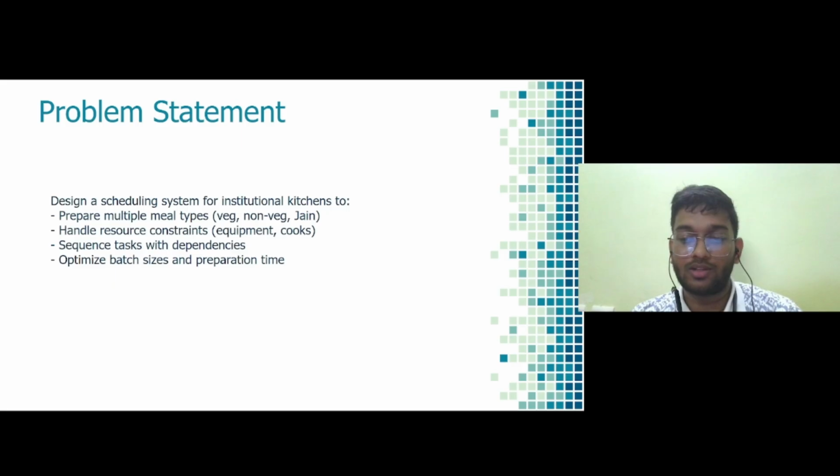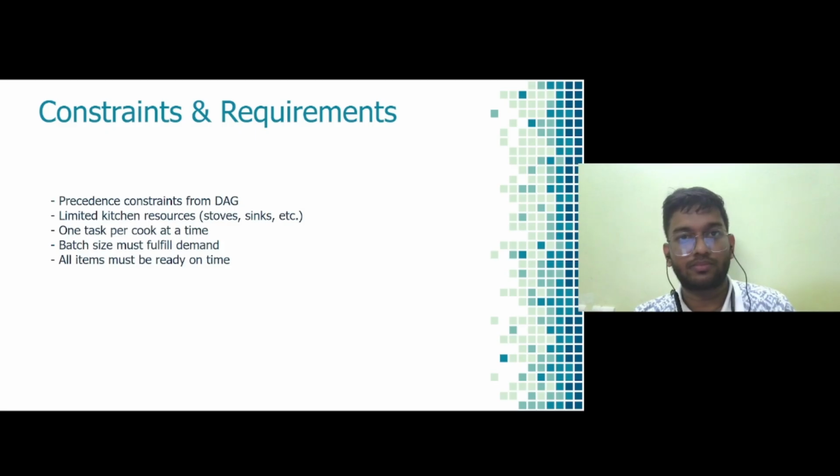On top of that, resources like stoves, sinks, and utensils are limited, and you also have a finite number of cooks who can only do one task at a time. So the problem becomes a massive scheduling challenge. We are trying to assign the right task to the right cook at the right time using the right resources, all while ensuring the kitchen runs smoothly and meals are ready on time.